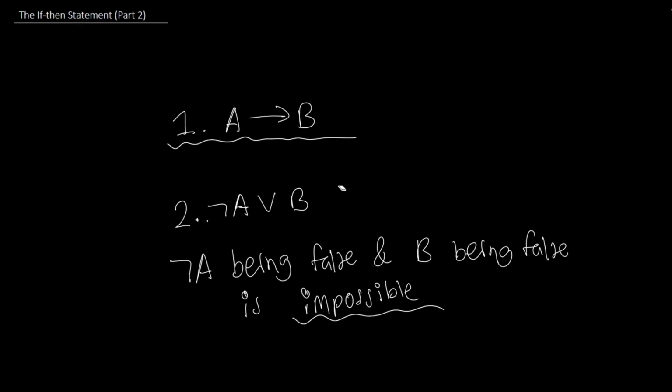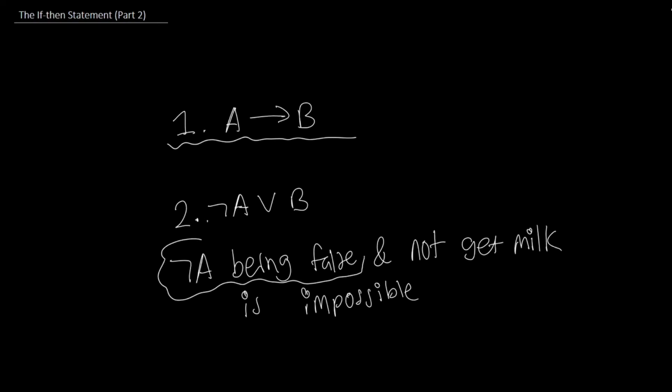So this is why the sentence I wrote down over here is a valid interpretation. Now let's break this down even further. What is B being false? Well, B means I'll go get some milk, so if that is false, we can just rewrite it as not getting milk. What is not A being false? A is going to the store, so not A is not going to the store. So if not going to the store is false, that means that we do end up going to the store, right?